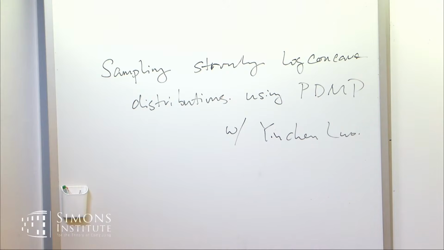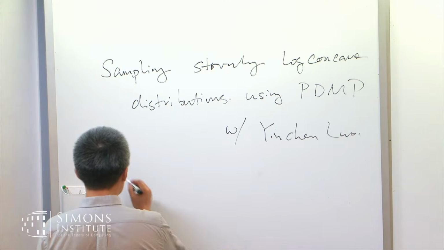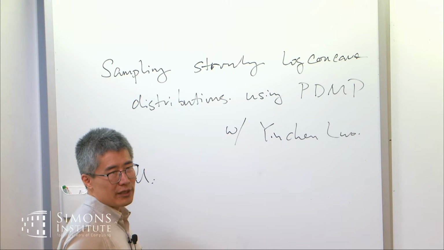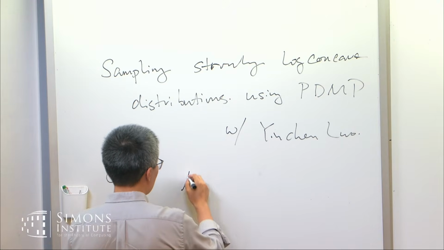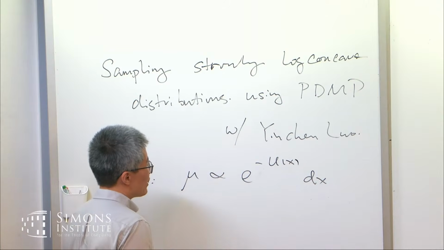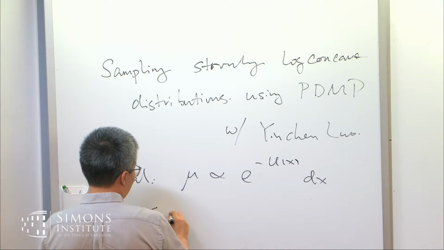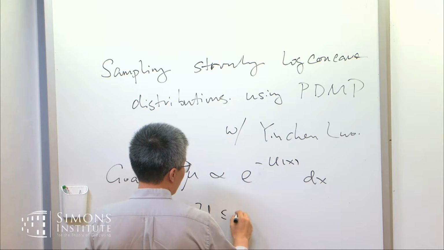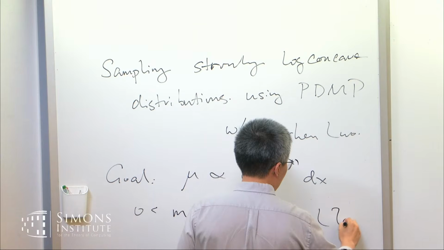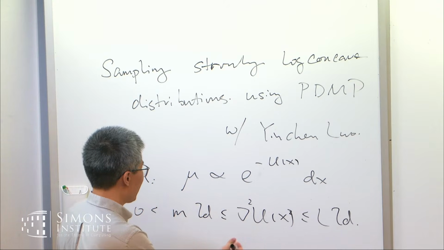Let's specify the goal. The problem is very clear. We want to generate samples from a log-concave distribution, denote it by mu, proportional to e to the minus U, where U is a convex potential, and U satisfies some lower bound of the Hessian and some upper bound. So this is a very clean problem.